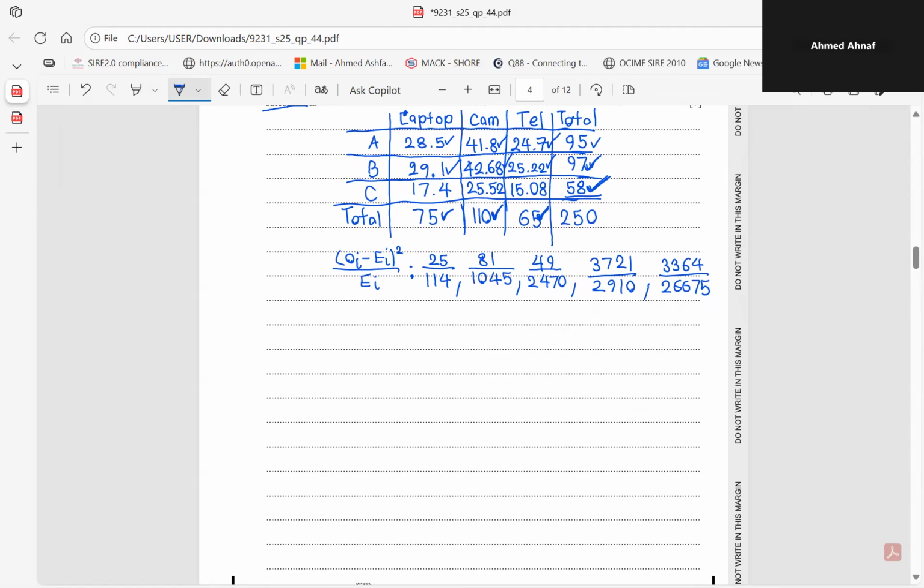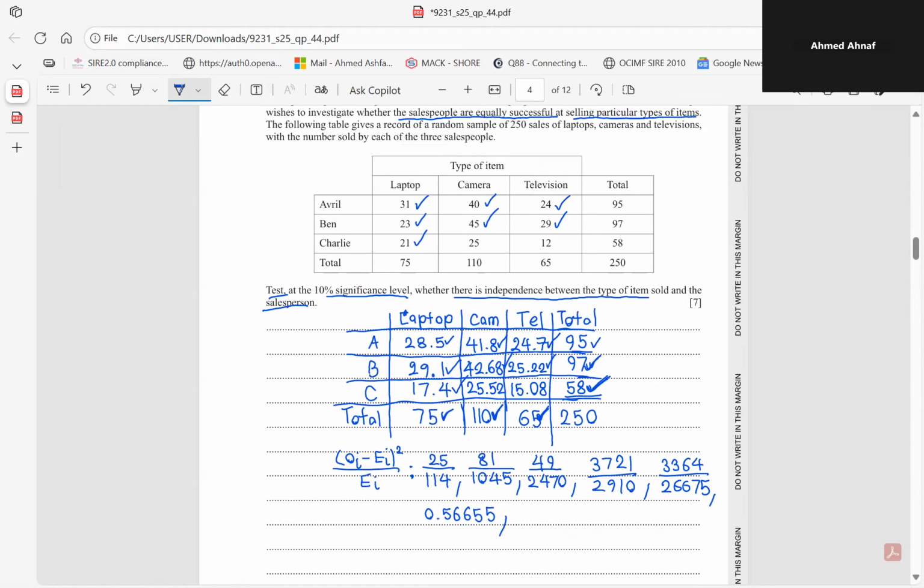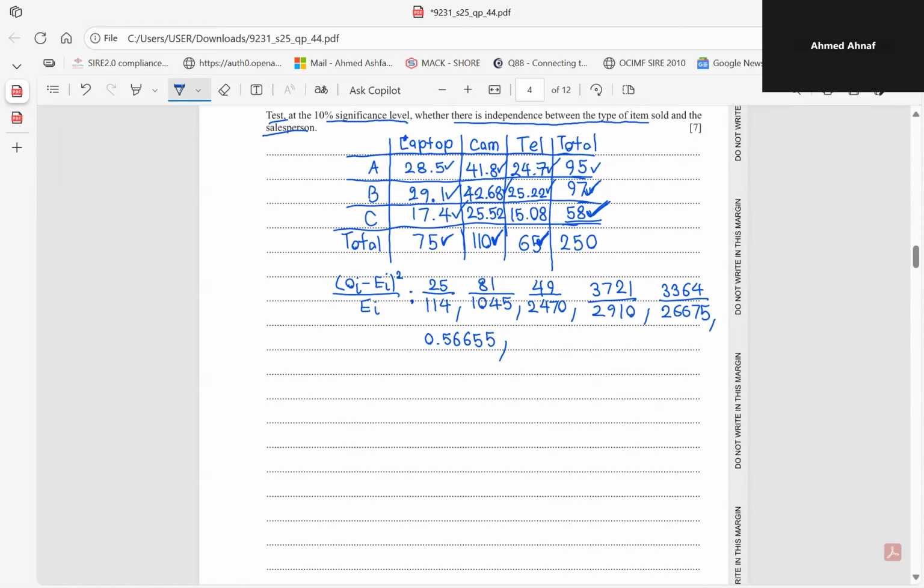Oh, okay, I got a decimal. I'm just gonna express it to 5 SF. So 0.56655. All right. Next one you have observed is 21, expected is 17.4. So 21 minus 17.4 squared over 17.4. Then you will get 108 over 145.